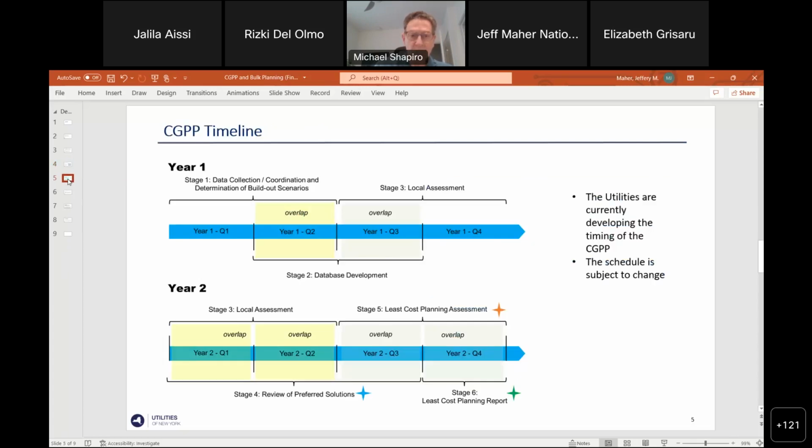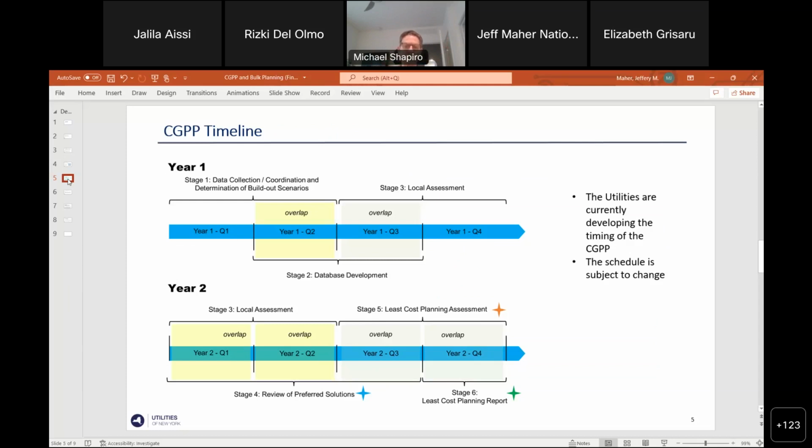To give you a sense of the timeline here, this is one area especially that's still under development. We're still trying to make sure we understand how this end-to-end process will play out in terms of time. The concept right now is that it'll be a 2-year process. In year 1, we would do all of that data collection, the capacity expansion modeling, development of base cases, and then start that third stage where we develop projects or understand our system limitations and start developing those preferred solutions that would stretch from the end of year 1 into year 2.